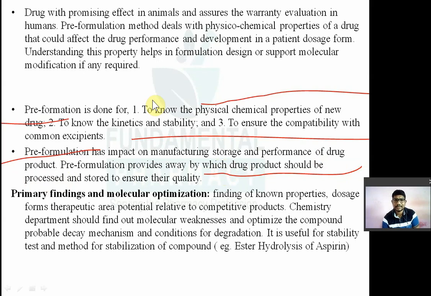Pre-formulation क्या करता है? Pre-formulation study ensures that it will provide a way by which a drug product should be processed. आपको एक टैबलेट बनाना है, किस तरीके से बनाना है, उसका स्टोरेज कैसे होना चाहिए, to ensure the quality of that product. So pre-formulation provides a way by which the product should be processed and stored and to ensure the quality of that drug. So what are the different studies done under pre-formulation?